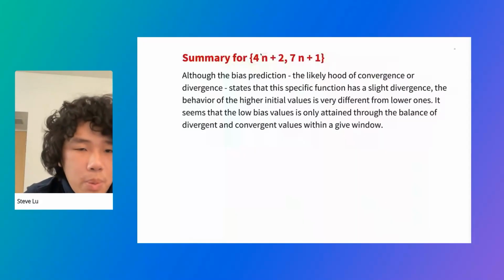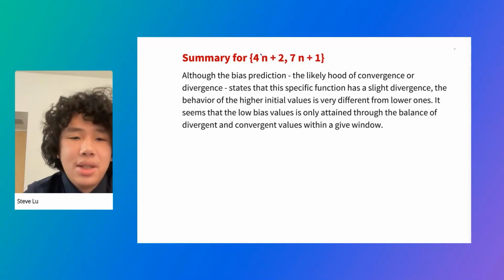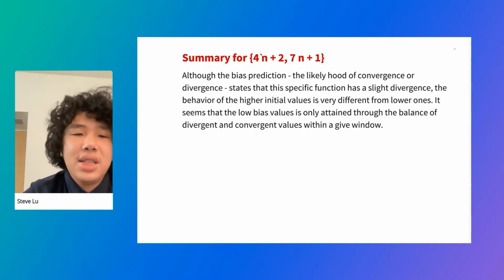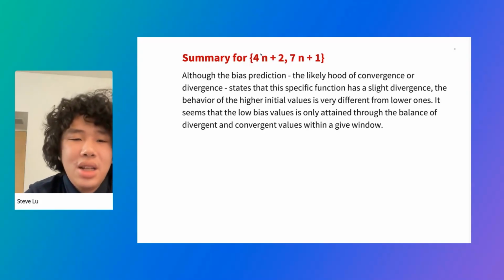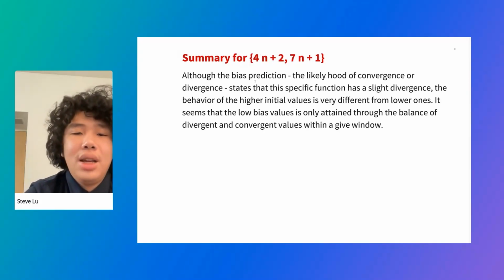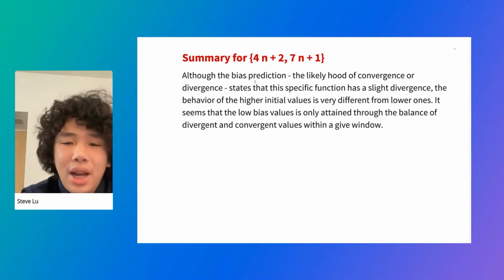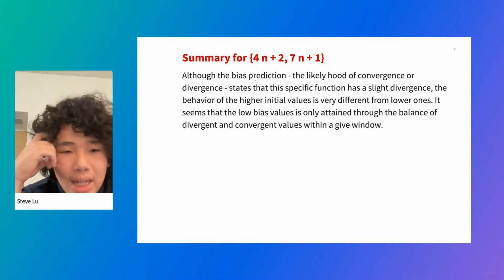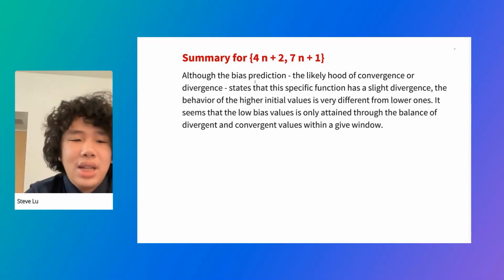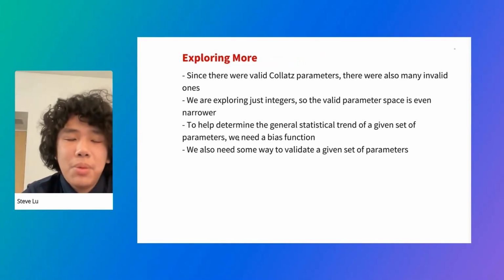It's pretty cool. And to summarize, for this little section over here, although the bias prediction, the likelihood convergence or divergence state that this one actually has a slight divergence, the behavior of the higher initial values is very different from the lower ones. Basically, the higher the values you have, the more likely it will diverge. And it seems that the low bias values is only attained through the balance of divergent and convergent values. And it's pretty interesting, right? Basically, it's like a fine-grained balance of these 2 conditions. So we're going to explore more.